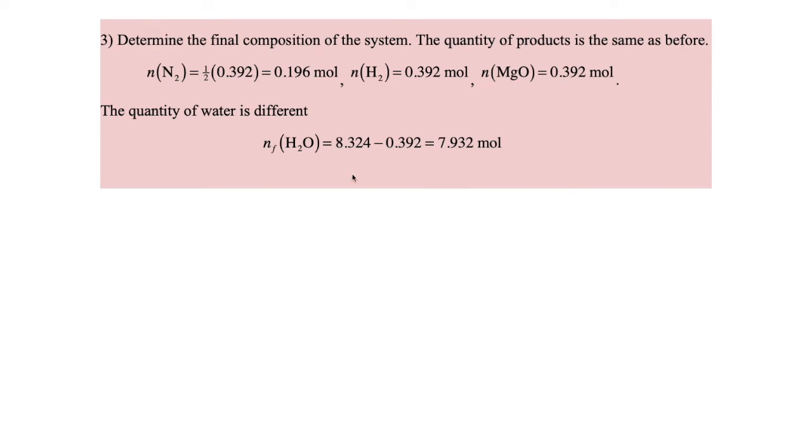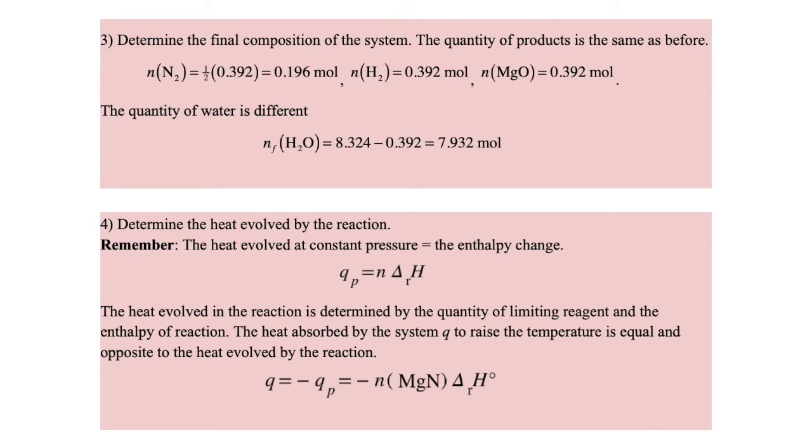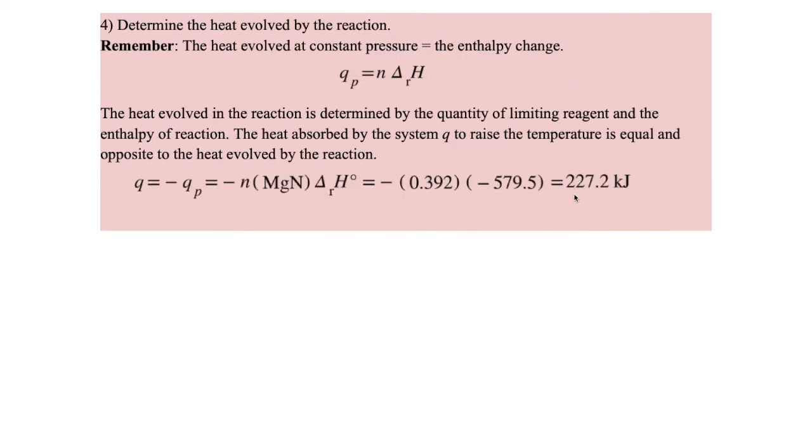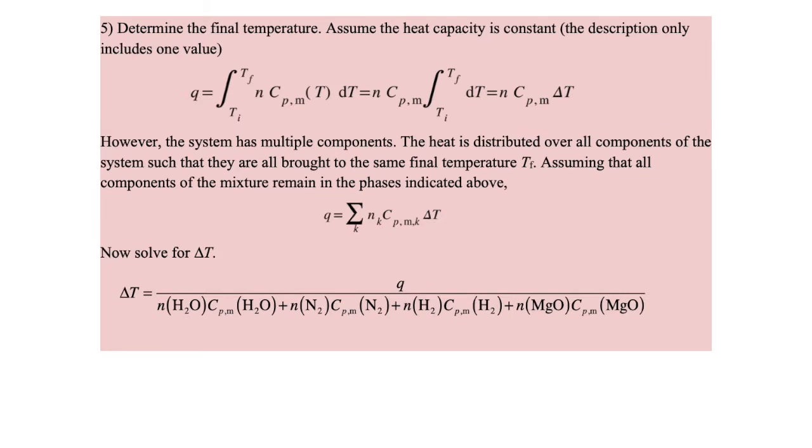So we've got the final composition of the system with less water than the first example. Now we can determine the heat evolved. The heat evolved is going to be exactly the same as before because we have the same limiting reagent, the same amount of that reagent, and it's the same delta H for reaction. It's the same reaction. So we know, again, 227.2 kilojoules are available to heat the components after the reaction has gone to completion. And again, delta T is going to be that available heat divided by the sum over all of the components of the product of moles times heat capacity.